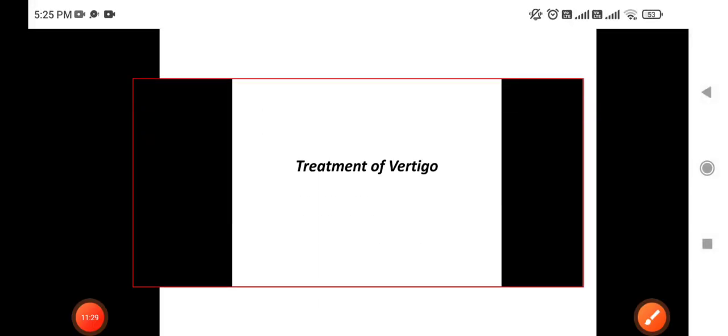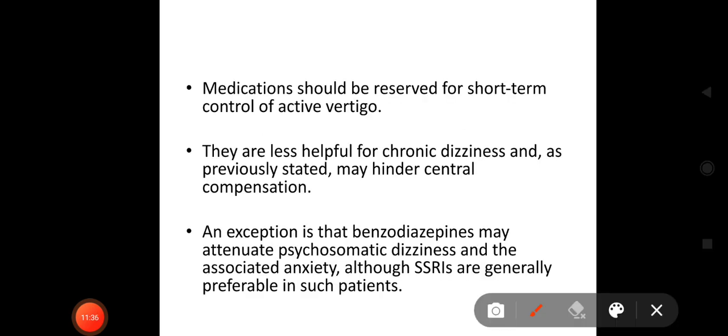What is the treatment of vertigo? Medication should be reserved for short-term control of active vertigo only. They are less helpful for chronic dizziness and, as previously stated, may hinder the central compensation. An exception is that benzodiazepines may attenuate psychosomatic dizziness and the associated anxiety, although SSRIs are generally preferable in such patients.